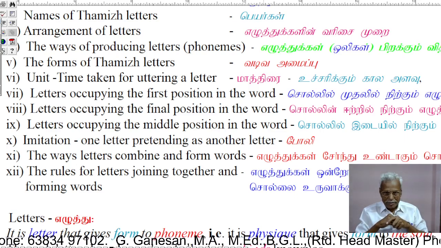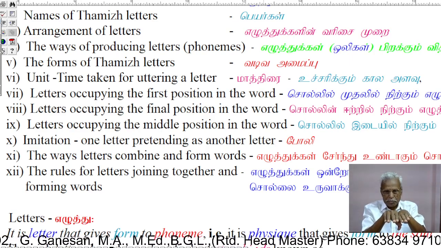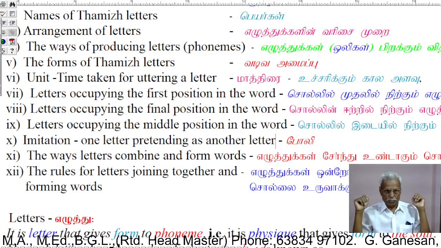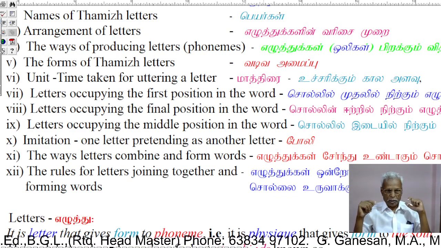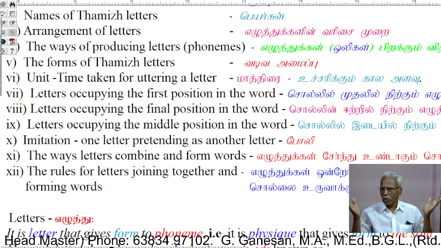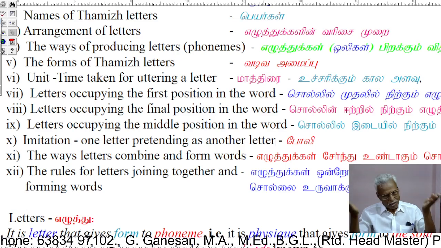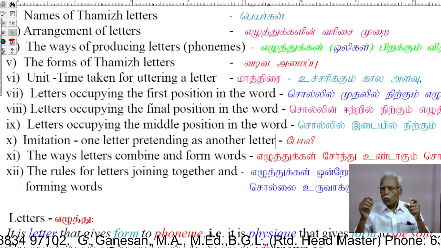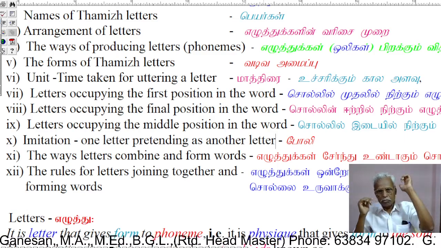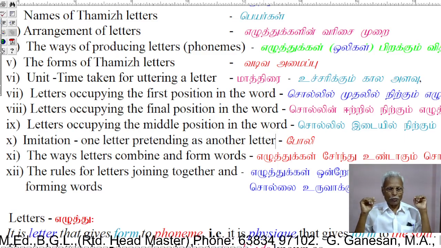The ways letters combine and form words. See how letters combine themselves and form words, எழுத்துக்கள் சேர்ந்து உண்டாகும் சொல். Then the 12th: the rules for letters joining together. See how not all the 246 letters can combine with one another and form a word. There are certain prescribed rules. Only as per the rules, letters could join themselves and form a word, எழுத்துக்கள் ஒன்றோடு ஒன்று சேர்ந்து சொல்லை உருவாக்கும் முறைகள்.